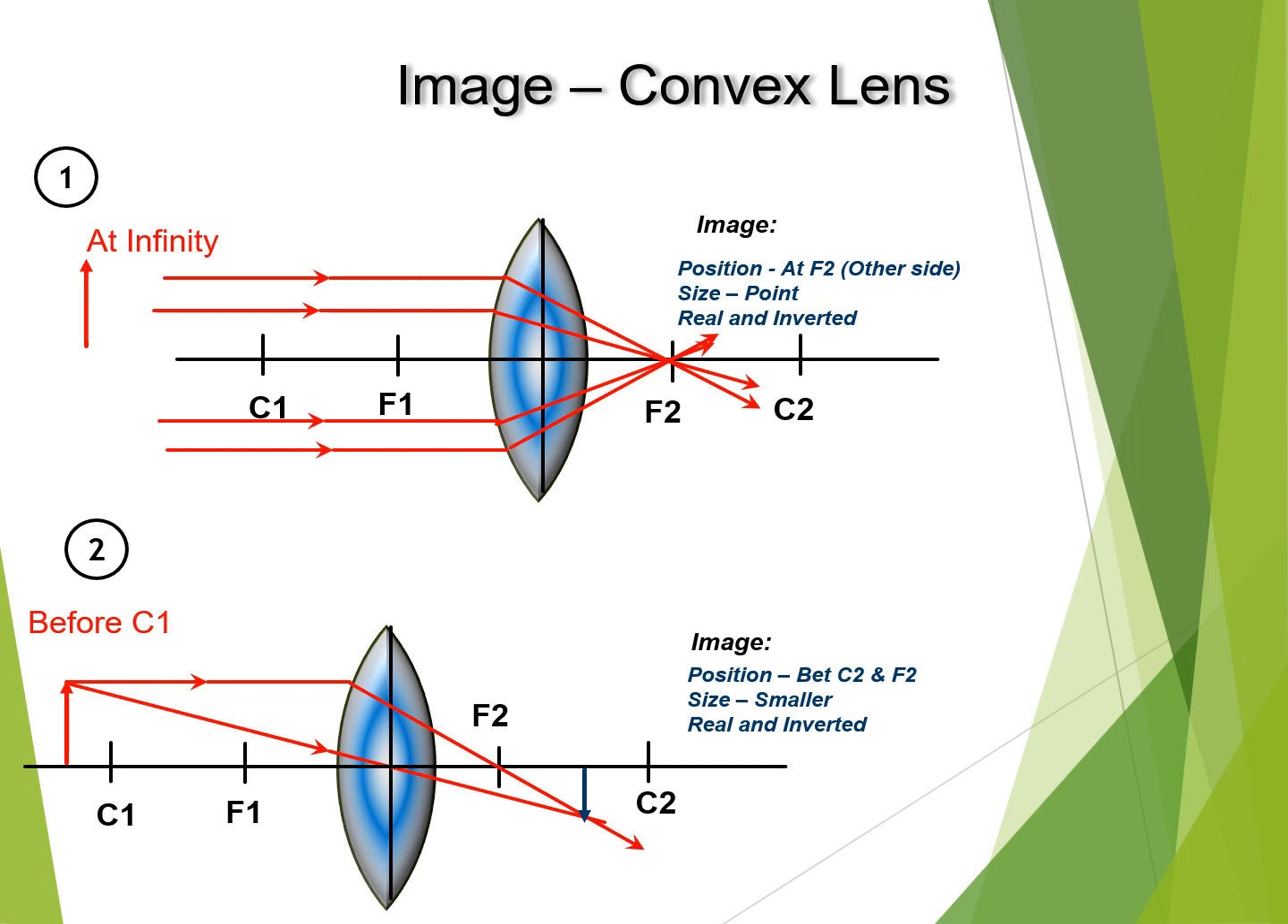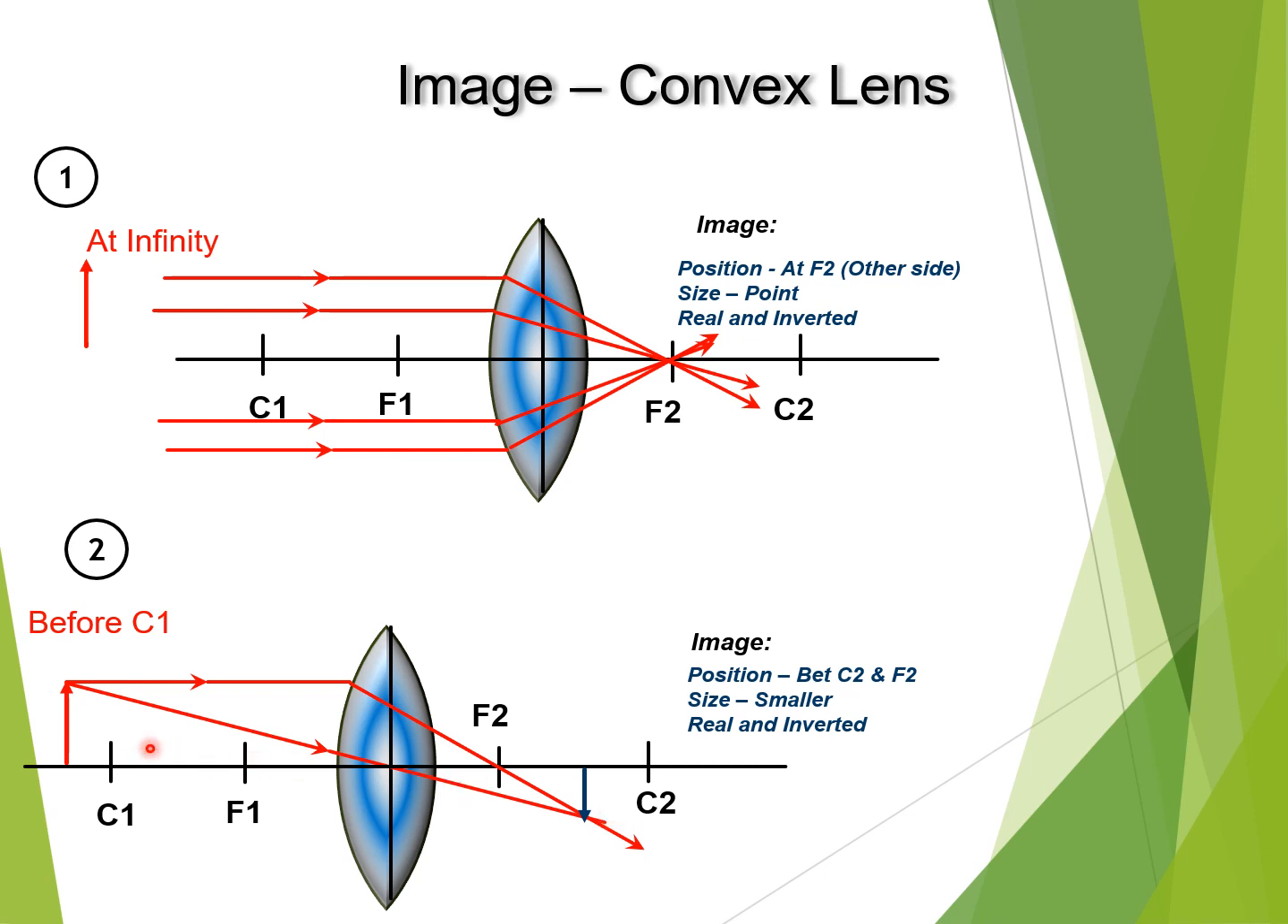In the remaining 5 cases, you will notice that from the object there would be 2 light rays. One, of course, shall be parallel to the principal axis, and the second shall be passing through the optical center of the lens. And the one which is parallel to the principal axis shall pass through the focus point of the lens after refraction, and the second ray which is passing through the optical center will not deviate.